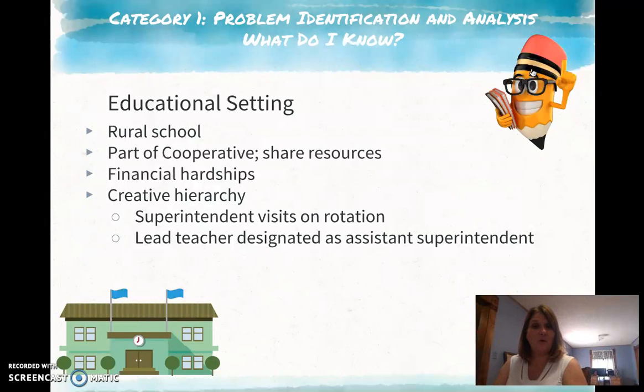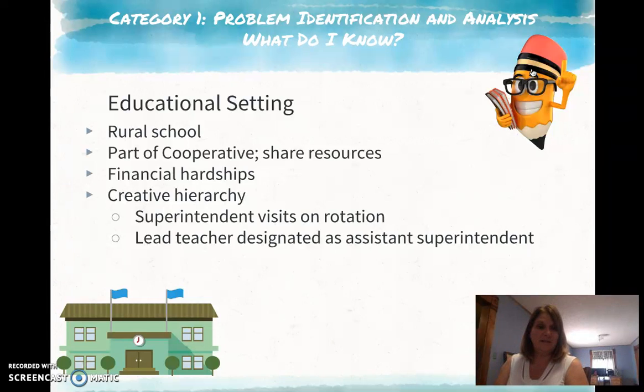Continuing with what I know about the educational setting: it's a very rural school. It's part of a cooperative. There are 16 different schools in the district. They share resources among them. I know it has financial hardships, because they have to share the superintendent, and he or she can only visit on a rotation basis. That also speaks to their creative hierarchy.